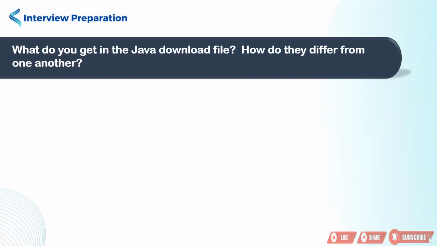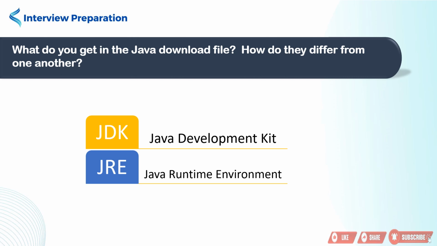What do you get in the Java download file? How do they differ from one another, friends? We get two major things along with the Java download file: Java Development Kit and Java Runtime Environment.